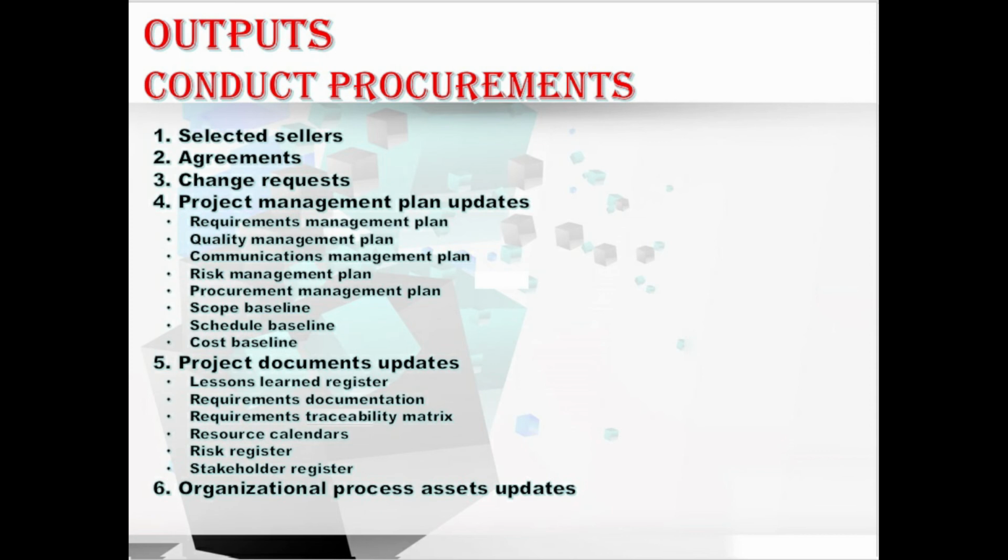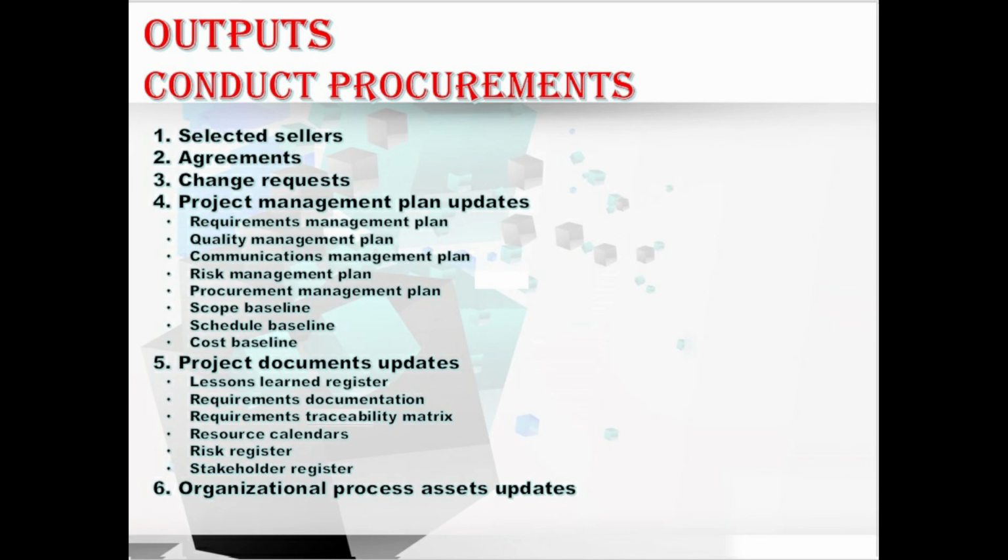Let's move to the next output of conduct procurements, that is project document updates, which contains a lessons learned register, requirements documentation, requirements traceability matrix, resource calendars, risk register, and stakeholder register. Let me explain one by one. First, the lessons learned register. In this output, the lessons learned register is updated with the information on challenges encountered while conducting the procurements and how they could have been avoided, as well as the approaches that worked well. This is about the lessons learned register.